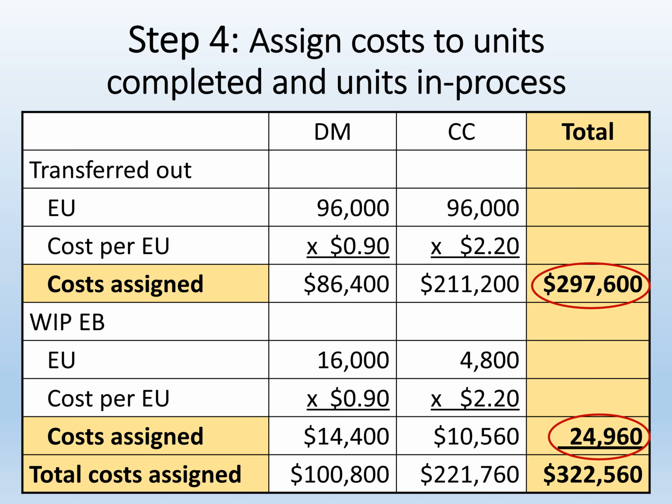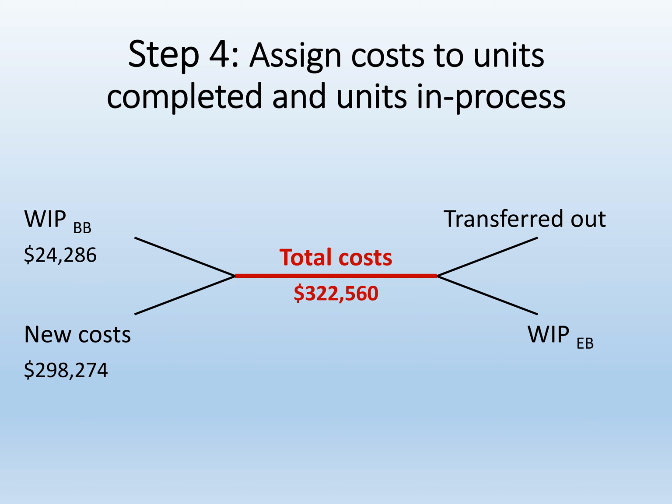That's the information that we need to complete our fishbone diagram. Out of the total manufacturing costs for the period, we just figured out in step 3 the dollar value of the units that were completed and transferred out during the month. Now we can write the journal entry for that transaction.